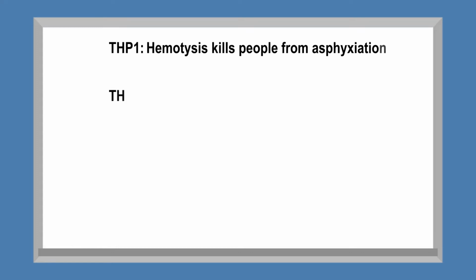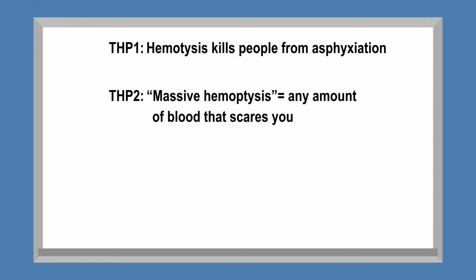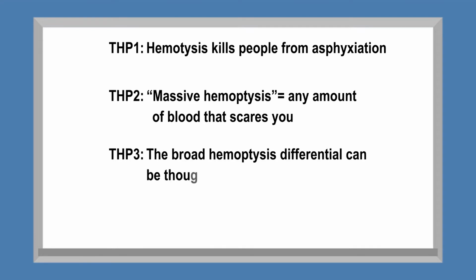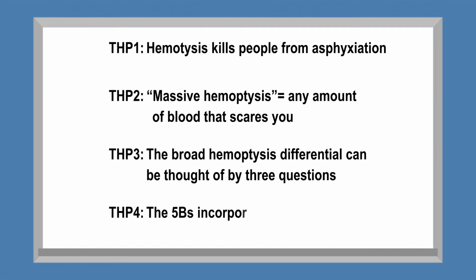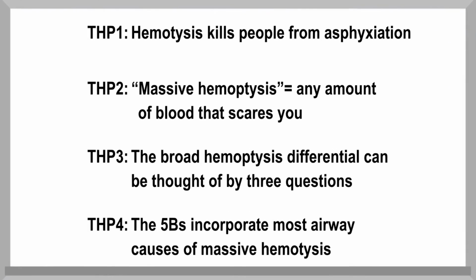Here's a 2-minute teaching script putting these principles in action, utilizing the following 4 take-home points. Take-home point 1. Hemoptysis kills people from asphyxiation. Take-home point 2. Massive hemoptysis is best thought of as any amount of blood that scares you. Take-home point 3. The broad differential diagnosis for hemoptysis can be thought of by 3 questions. And take-home point 4. The 5 Bs incorporate most airway causes of massive hemoptysis. Let's start the teaching script.